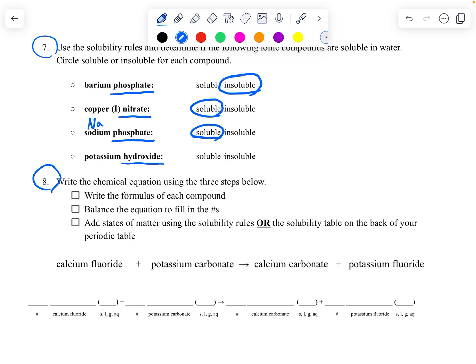Next one, potassium hydroxide. Hydroxide is the key word here. Rule number 5 states that anything with hydroxides is going to be insoluble. However, with the exception of what? The group 1 metals. Potassium, again, is a group 1 metal, which makes this a soluble compound, okay? All right, I hope that makes sense.